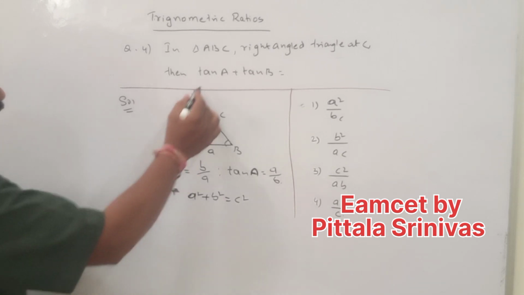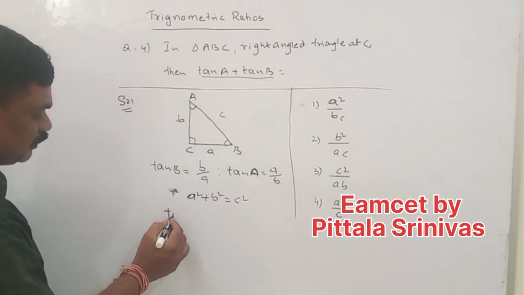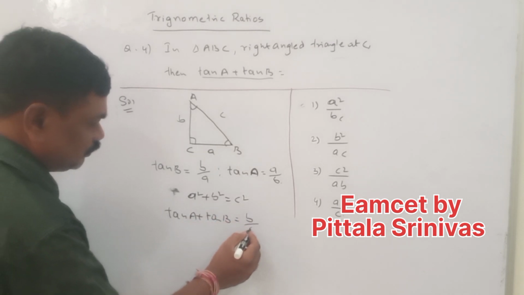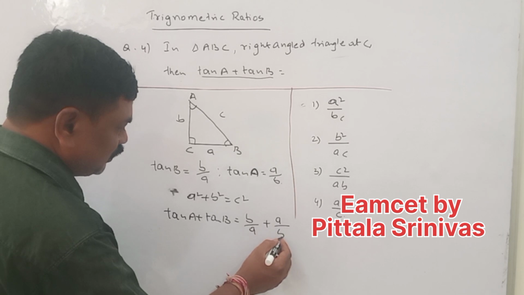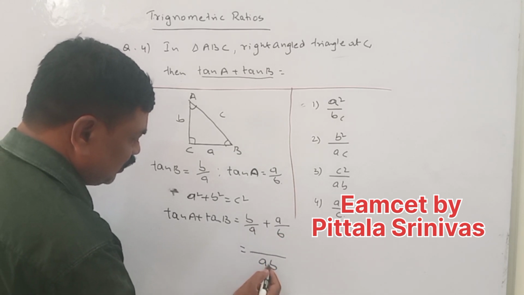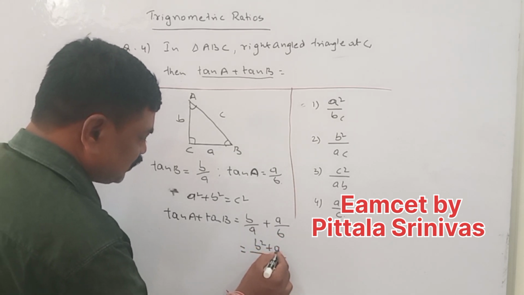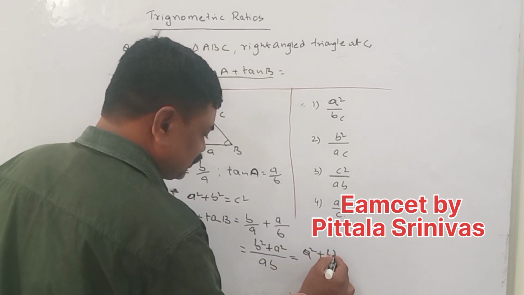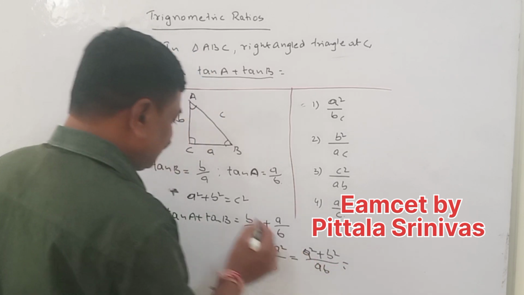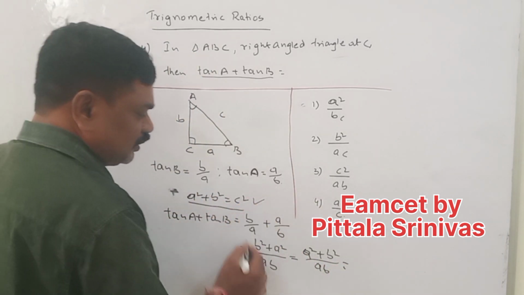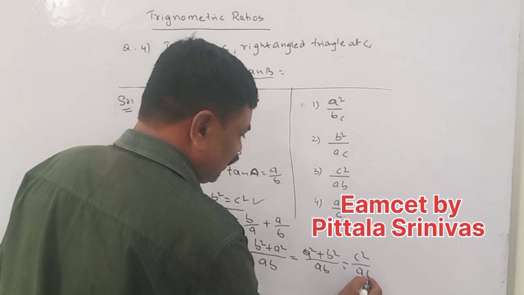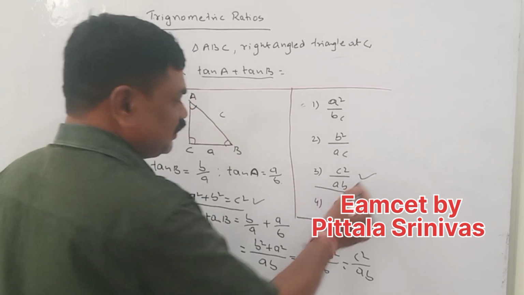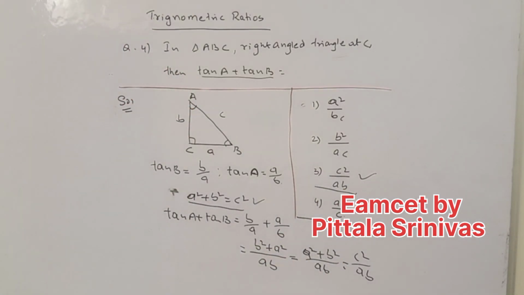So we have to find this value. Tan A plus tan B is equal to b by a plus a by b. So ab is the LCM. This is b square plus a square, which can be written as a square plus b square by ab. But a square plus b square is equal to what? c square. So c square by ab. Here we have the options. 3 is the answer. c square by ab is the answer. Okay, all of you.